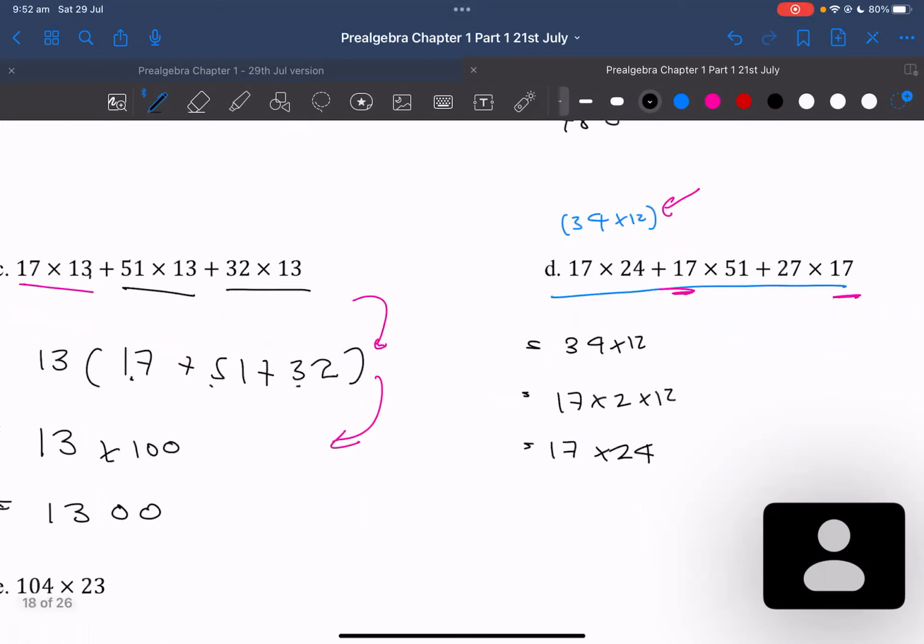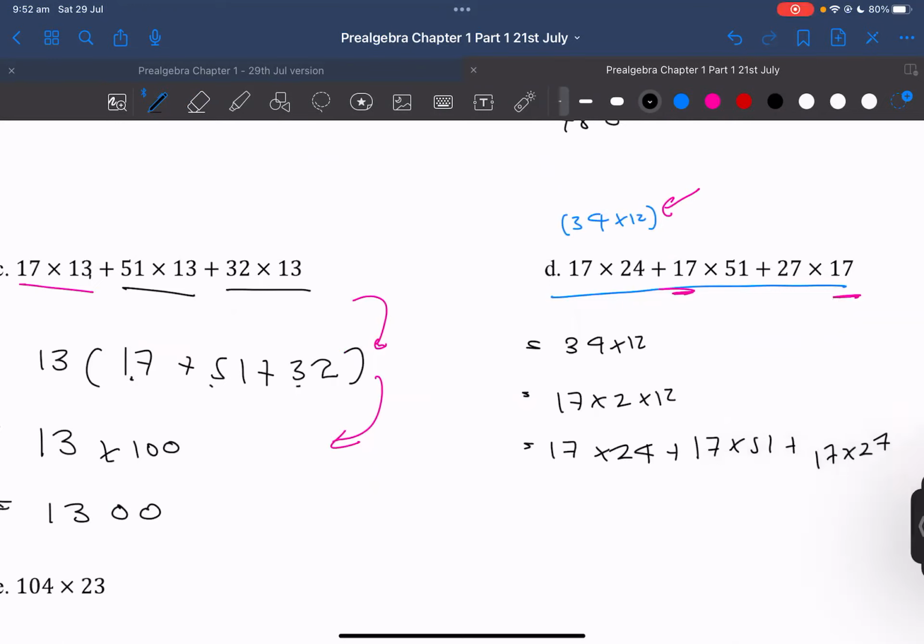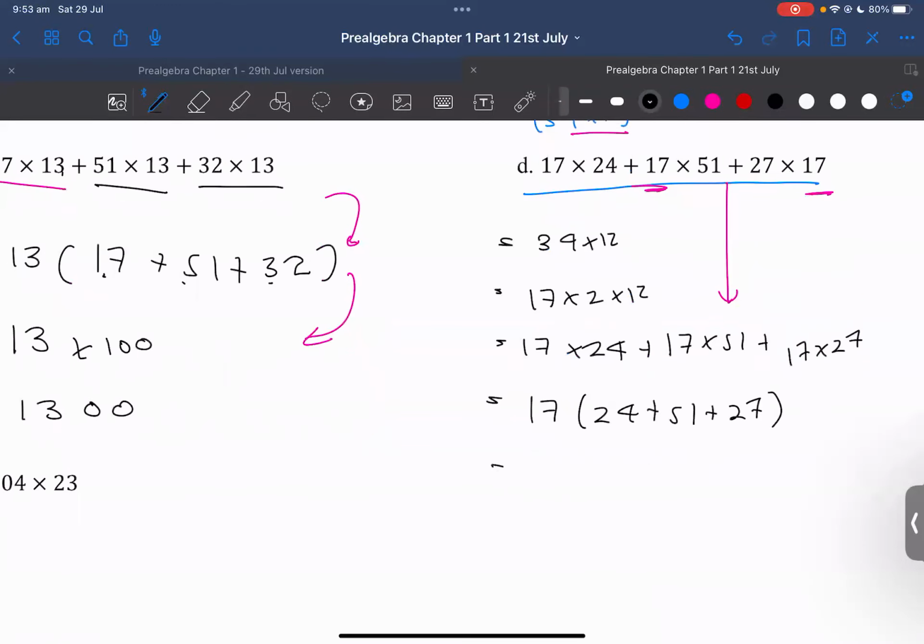Once you do that, it's just 17 times 24 plus 17 times 51 plus 17 times 27. So all I did was change this up into this, and then I just brought the other two here. Right? And then all I got to do is take out a common factor, add. 17 times 24 plus 51 plus 27. I got 102 for that. If it doesn't make sense, just keep going with the problems. So don't worry about this explanation. Just keep going with the problem if you've done this. Right? And I'll come if you need any help.